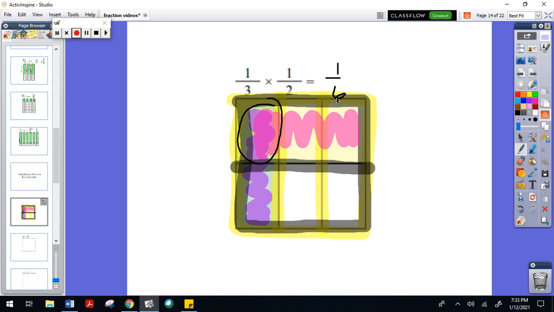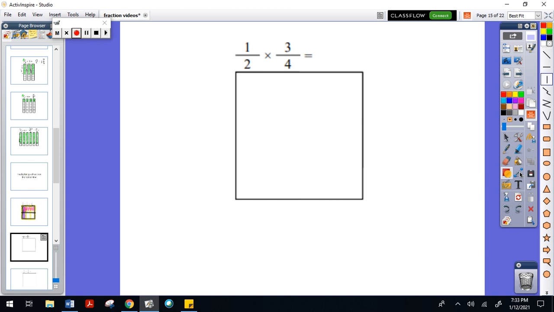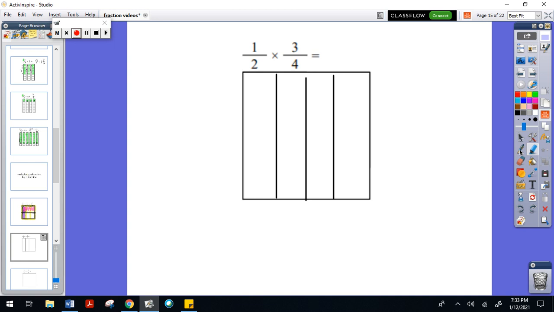Let's look at it in a slightly clearer picture now. So here we have 1/2 times 3/4. So what I'm going to do is I'm going to start by taking and I'm going to create 3/4. Alright, so there are my fourths. And remember that I'm going to color in 3 of those fourths. So I'm going to color in 3/4.